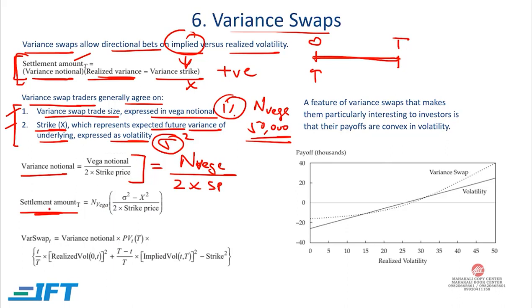So this settlement amount is the same as what we have up here. Instead of variance notional, we now use this formula. So we have N Vega, and then we have 2 times the strike price. So this thing in red is essentially the variance notional, where we have used this formula. And then this expression over here, sigma squared minus K squared, this is the realized variance minus the variance strike. So this is the realized variance, and this is the variance strike.